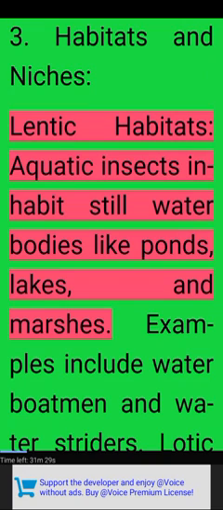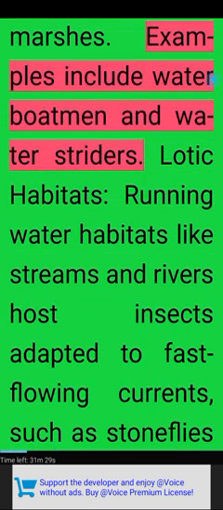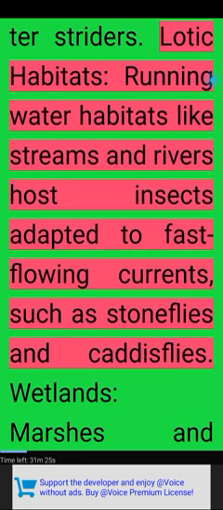Lentic habitats. Aquatic insects inhabit still water bodies like ponds, lakes, and marshes. Examples include water boatmen and water striders. Lotic habitats. Running water habitats like streams and rivers host insects adapted to fast-flowing currents, such as stoneflies and caddisflies. Wetlands.